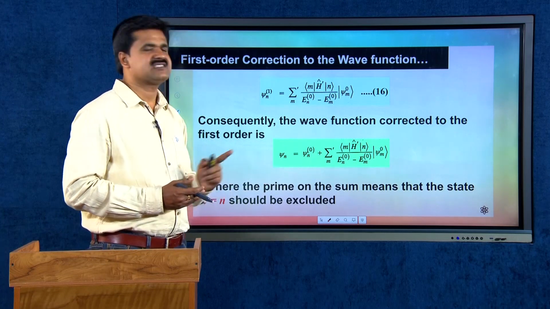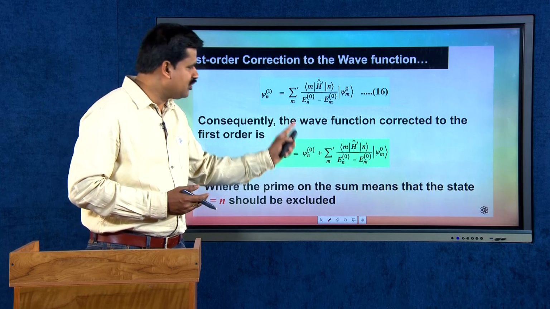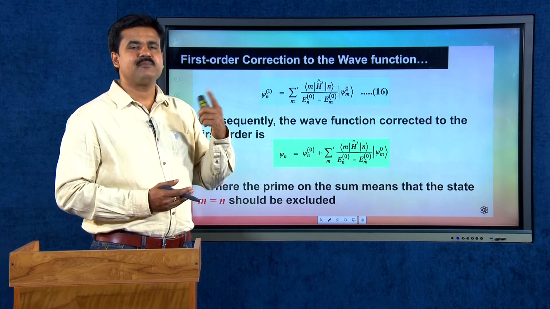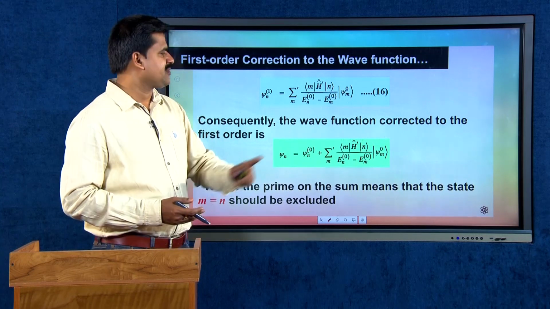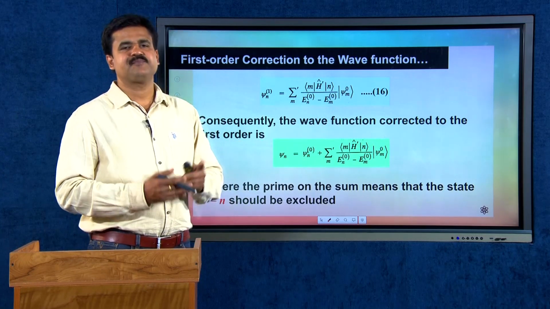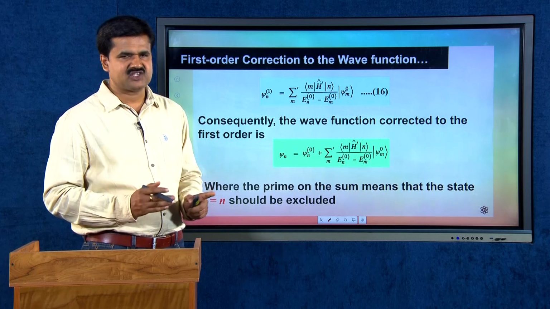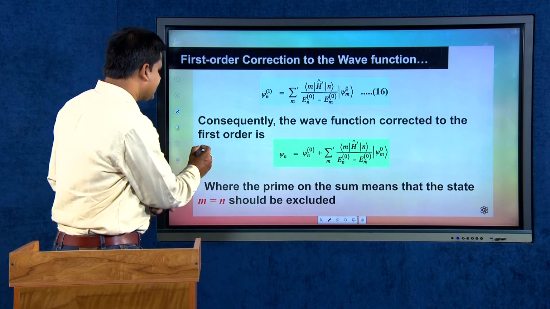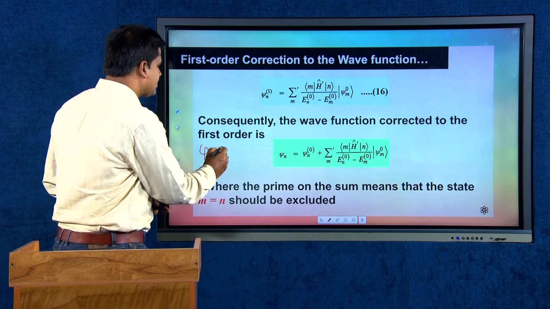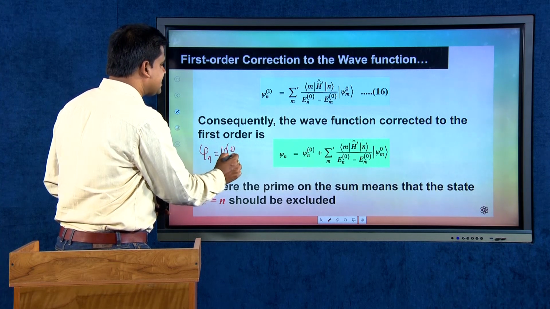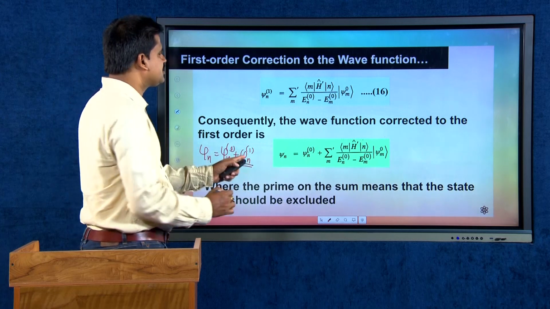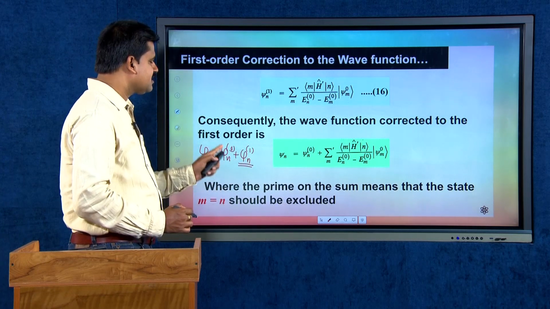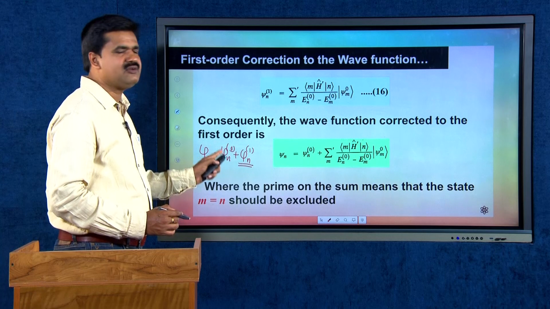The wave function of the system is equal to ground state wave function of the unperturbed problem plus first order correction to wave function, and this second term represents the first order correction to wave function, or simply we can put like this: psi n is equal to psi n 0 plus psi n first. This is first order correction. This is ground state or unperturbed wave function.